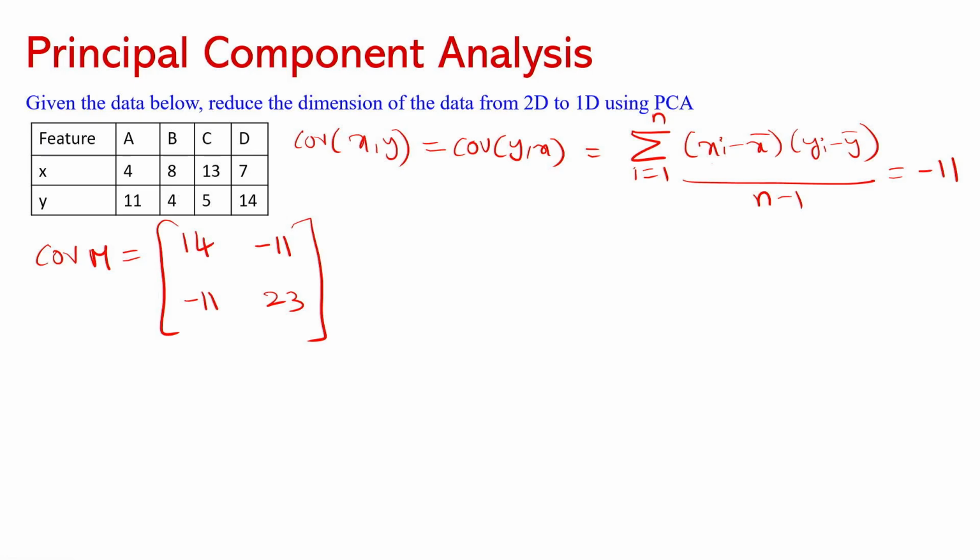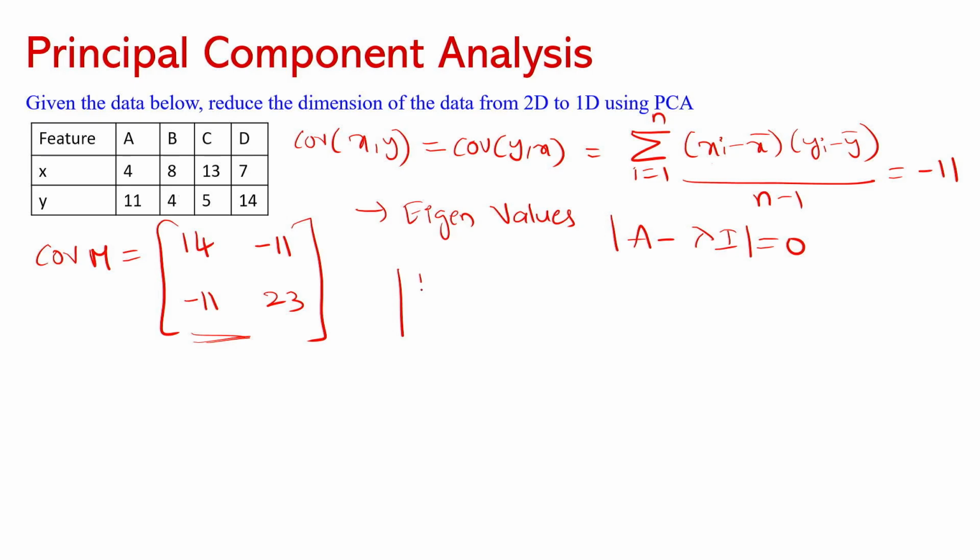So, what is the next step? After finding the covariance matrix, the next step is to find the eigenvalues. So, how do you find the eigenvalues? We know the determinant of A minus lambda I equal to 0. So, this is our matrix A. For this, find the eigenvalues.